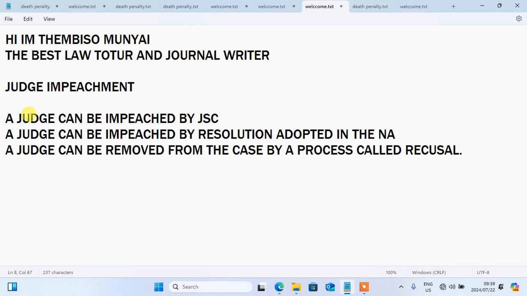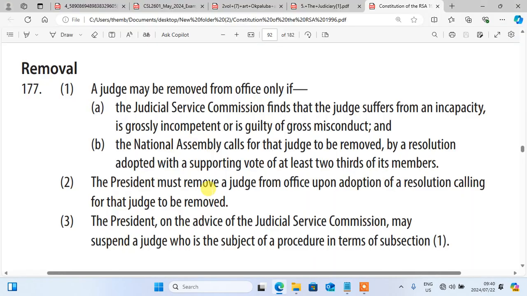When we talk about judge impeachment, you must know that a judge can be impeached by the JSC. JSC is the Judicial Service Commission. A judge can be impeached by a resolution adopted in the National Assembly. And lastly, a judge can be removed from a case by a process called recusal. If you want to learn more about the recusal of a judge, removal of a judge, impeachment of a judge, you must open section 177 of the Constitution.